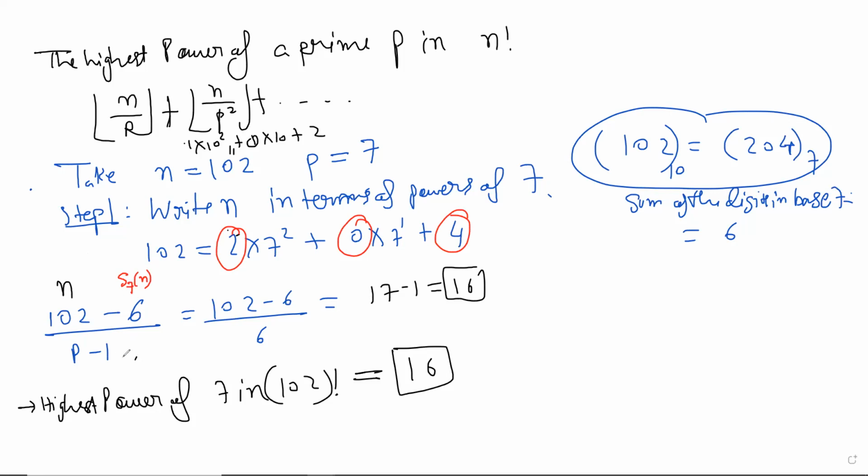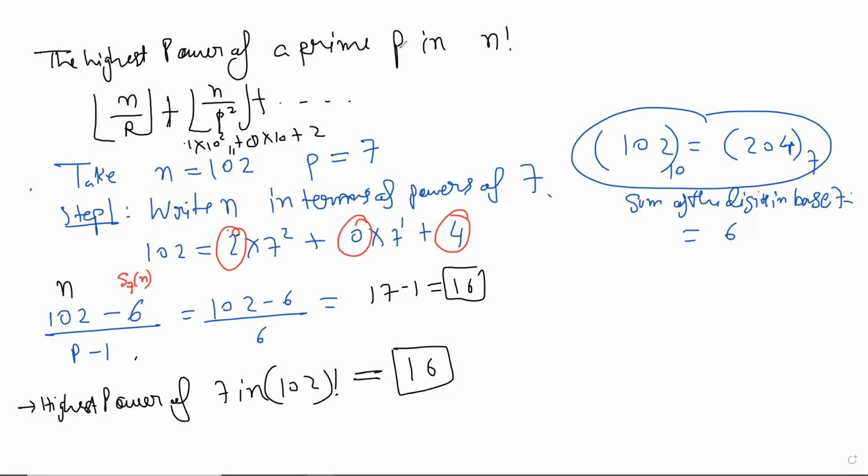And then you divide it by P minus 1. P was the prime. Okay, this is what we did. It looks like a very strange thing to do, right? But let's say we did this, okay? And if we do this, then we get 16 as the answer. And this matches the highest power of the prime 7 in 102 factorial.